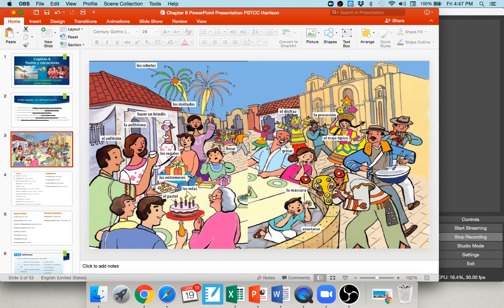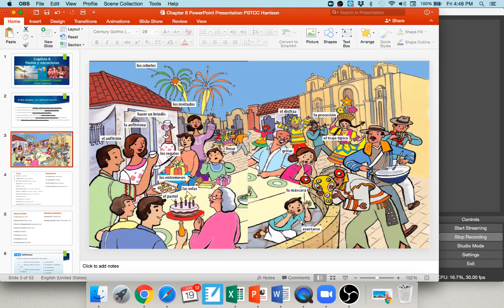You can see that they're eating some entremeses here, some hors d'oeuvres, and someone has brought some regalos, some presents. Of course, there's always a child who has to llorar, has to cry, llorar. And then you see the anfitrión and anfitriona, the host anfitrión and hostess anfitriona, who are going to hacer un brindis. They're going to make a toast, hacer un brindis. And then over here, you see the invitados, the people who are invited, the guests.